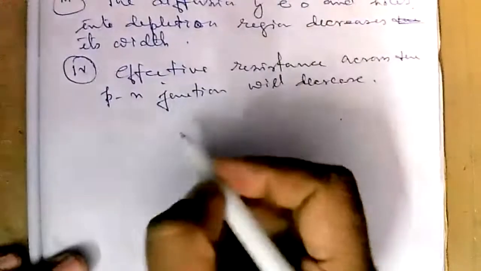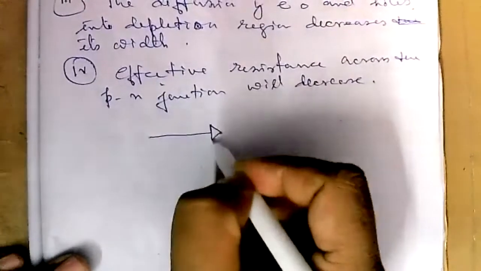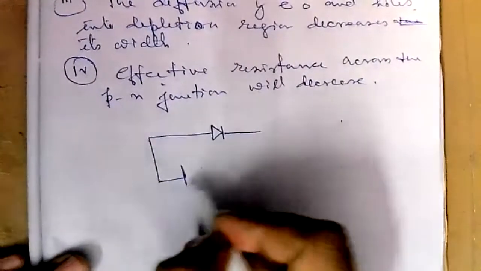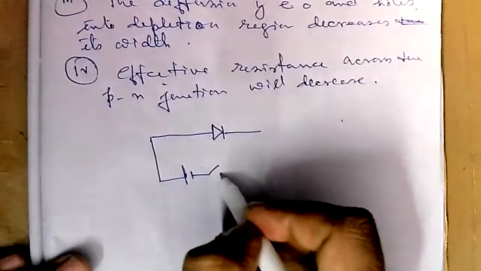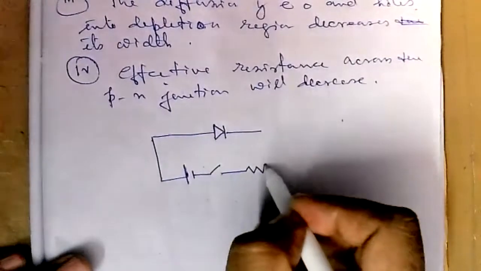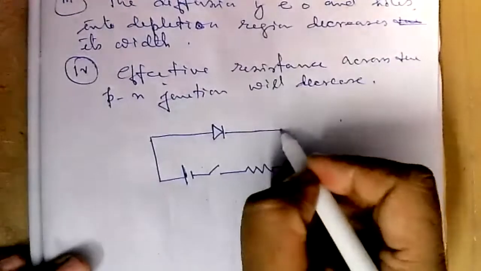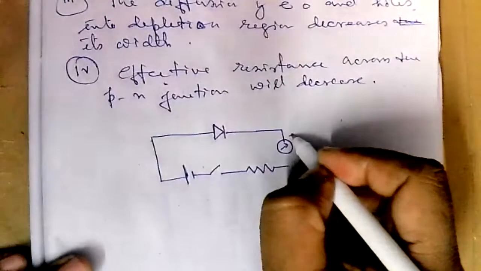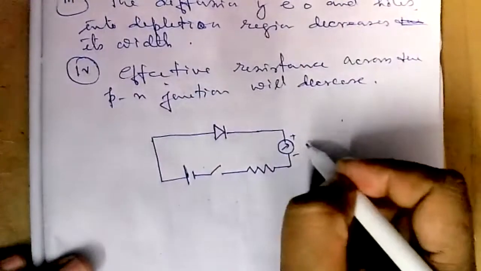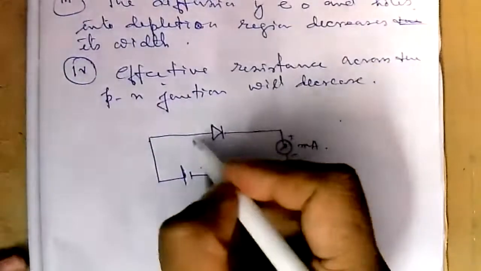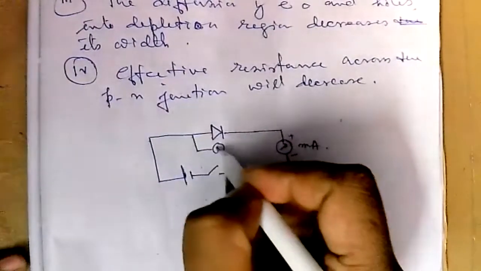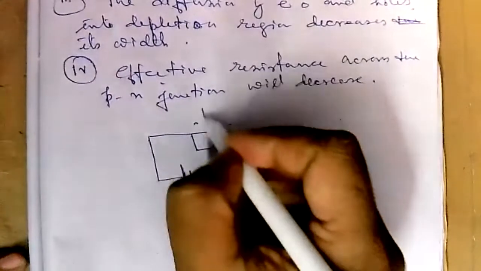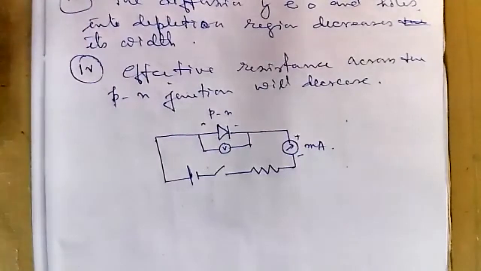The circuit symbol I will show here, how the circuit will look like, how we will draw it. It is something like this. There will be a key, a tapping key, a resistance which is known as safety resistance, and a milliammeter. And you can also measure the voltage with a voltmeter across the p-n junction. Okay.